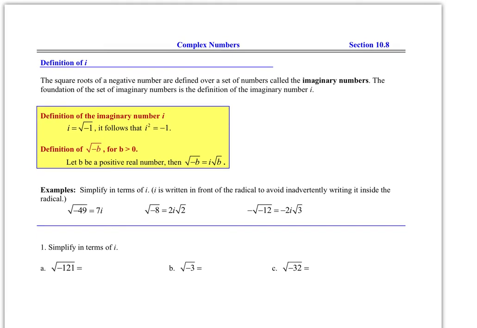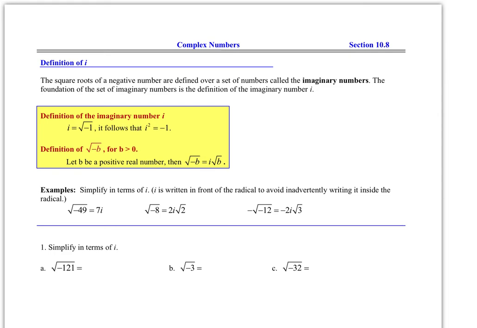So the definition of i: the square root of a negative number is defined over a set of numbers called the imaginary numbers. And the foundation of the set of imaginary numbers is the definition of the imaginary number i. So basically, that was just a glorious way of saying that i is equal to the square root of negative 1. When you take the square root of a negative 1, it is equal to i.